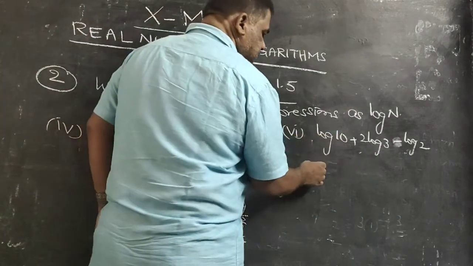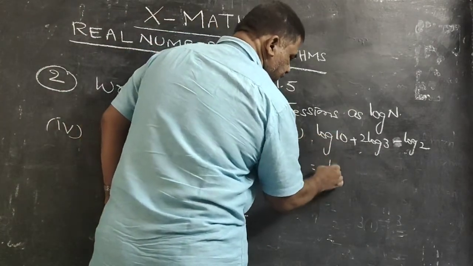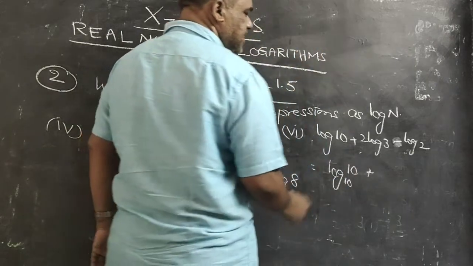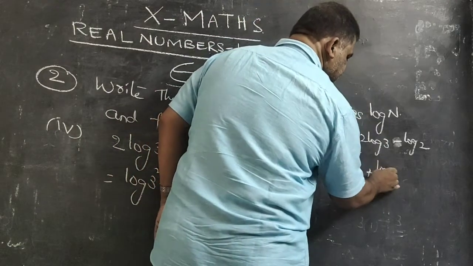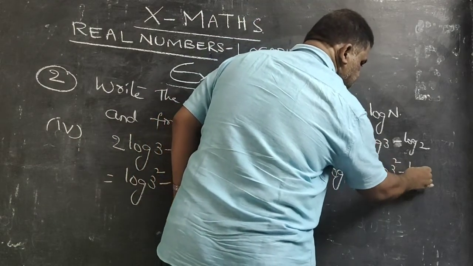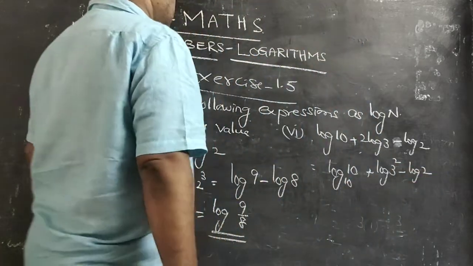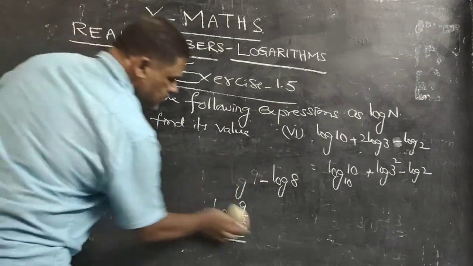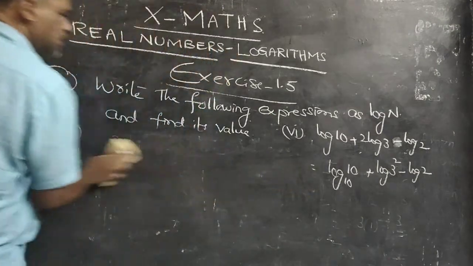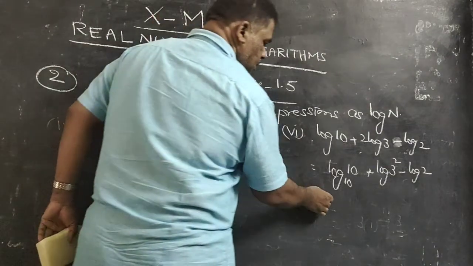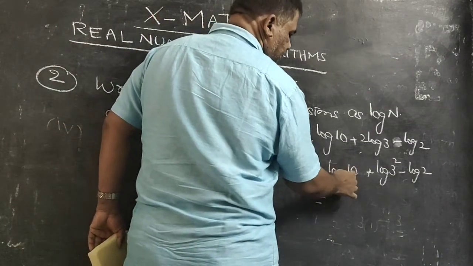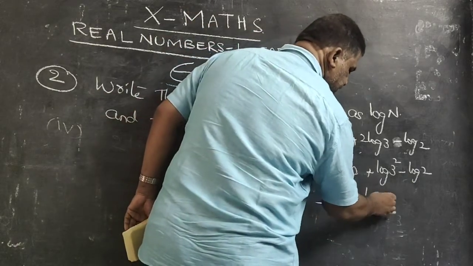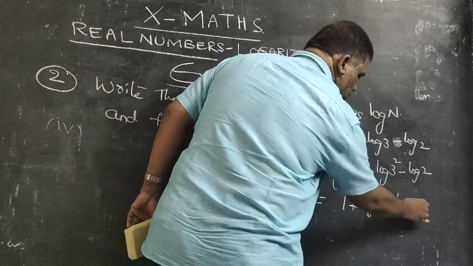Now log 10 means, if the base is not mentioned, it is considered as 10. So it is log 10 base 10. This 2 comes here. It is log 3 square minus log 2. Now log 10 base 10, the logarithm of a number itself as the base, is 1. Plus log 3 square is 9 minus log 2.